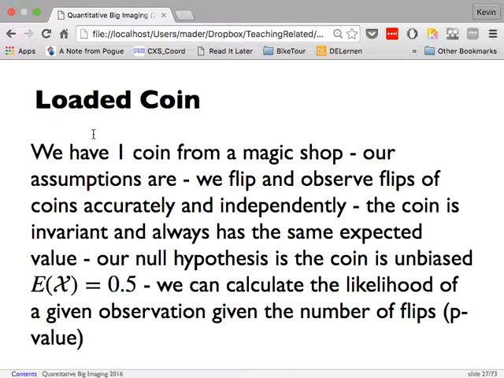The second is that the coin is invariant and always has the same expected value. So it means that there's no temperature or gravity or some other component that's coming into it that could cause this expected value to change. And so as soon as you have a system where this isn't always the same and all of your measurements are identical, then you don't have this assumption anymore.